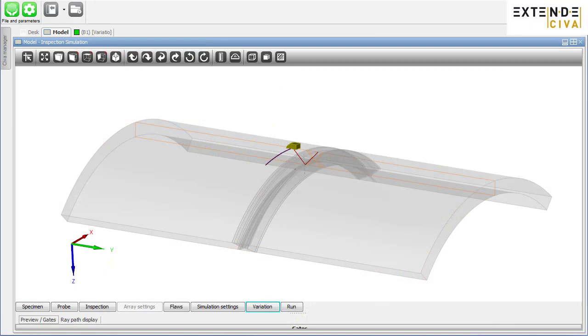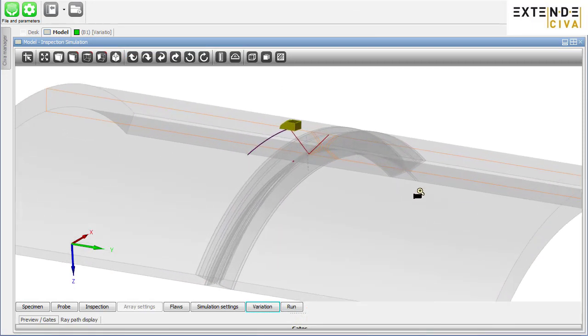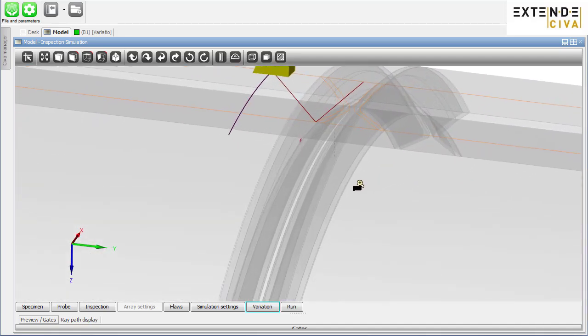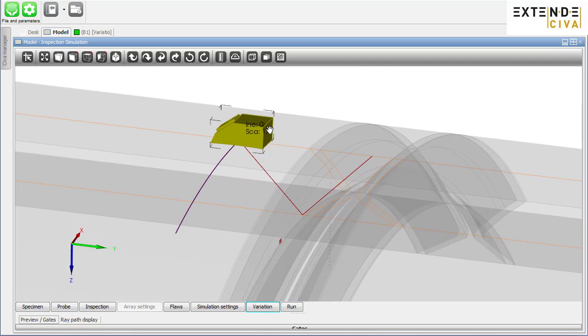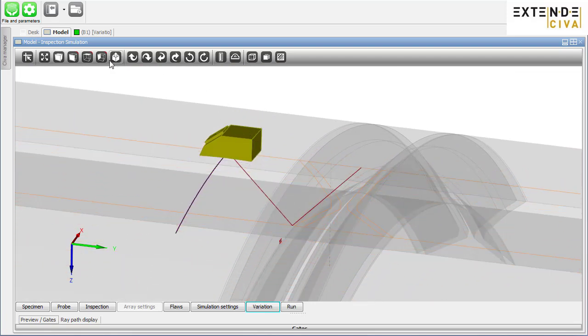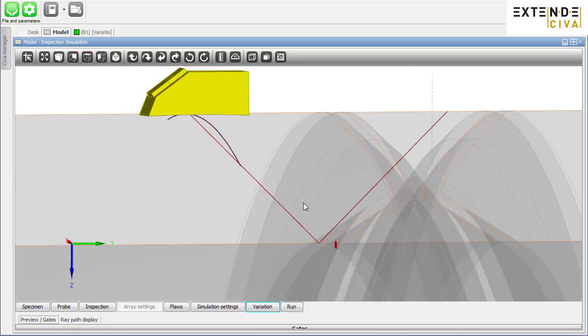Let's take the example of a CIVA simulation modeling a carbon steel welded pipe automated inspection with a shear wave angle beam probe mounted on a scanner at a fixed distance from the weld that moves around the pipe's circumference. This probe has to detect flaws in the heat-affected zone close to the inner side of the pipe.